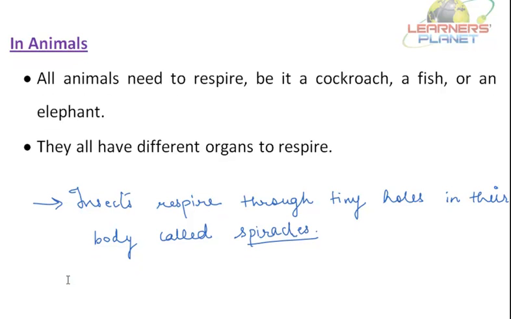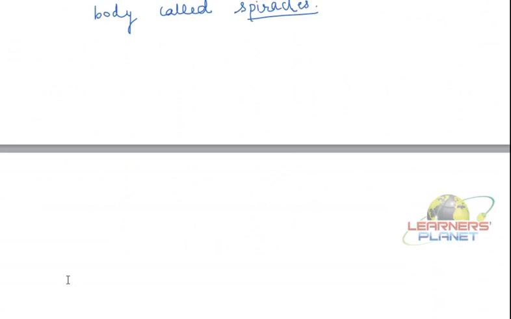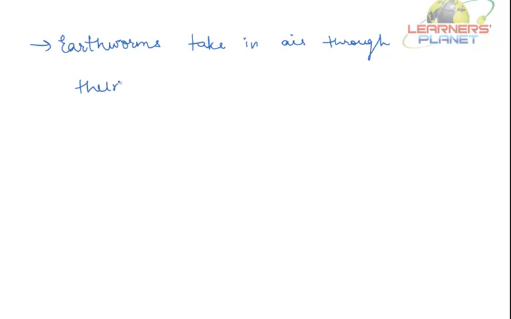There are other animals or organisms too that use different organs and mechanisms for respiration. Like insects, they respire through spiracles. And there are other animals like earthworms. Now earthworms take in air through their skin surface.